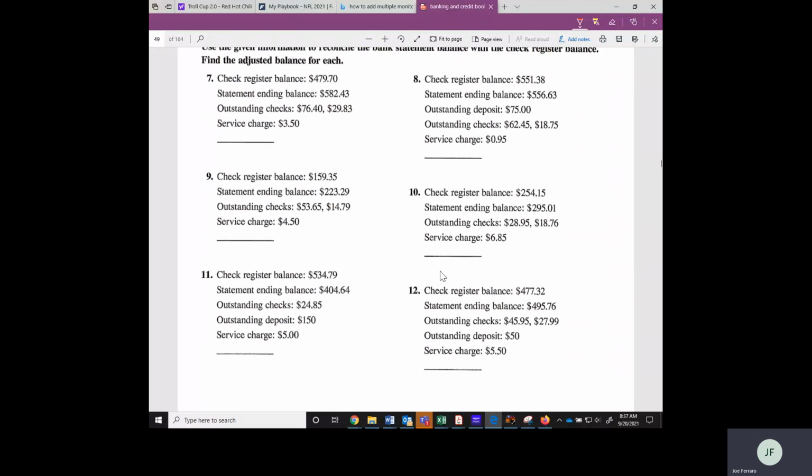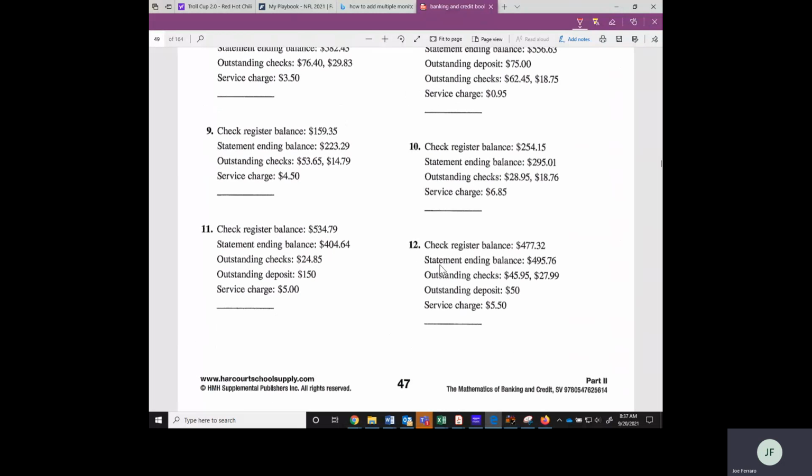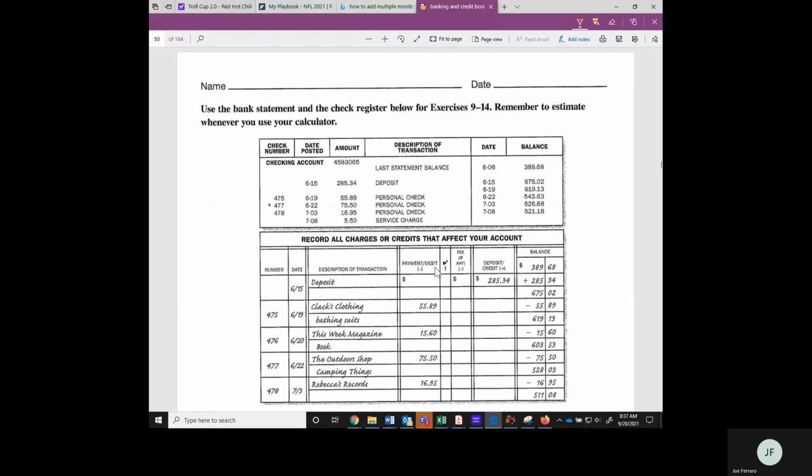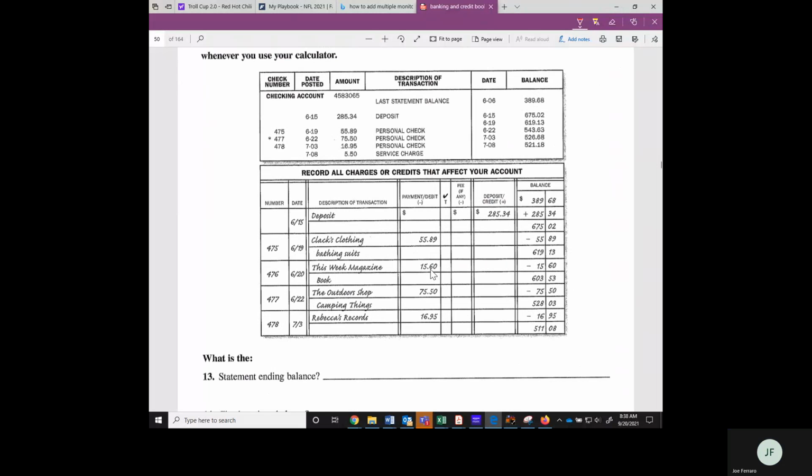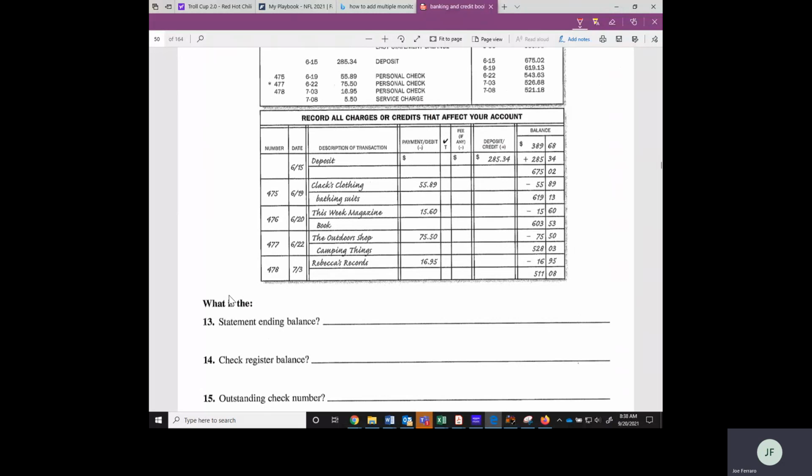Okay, these are some problems we're going to do in a little bit, but I want you to turn to page 48. Actually, I want you to try this example on your own first. We'll pause the video at this time, and then you will try this example. If you're doing this on your own, do that, and then we'll come back and go over the answers.